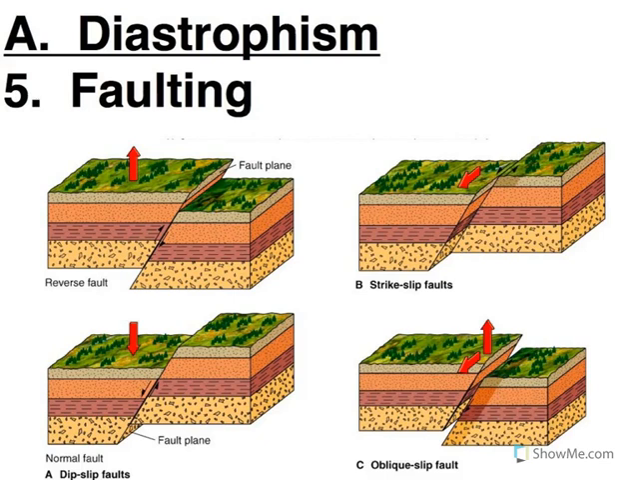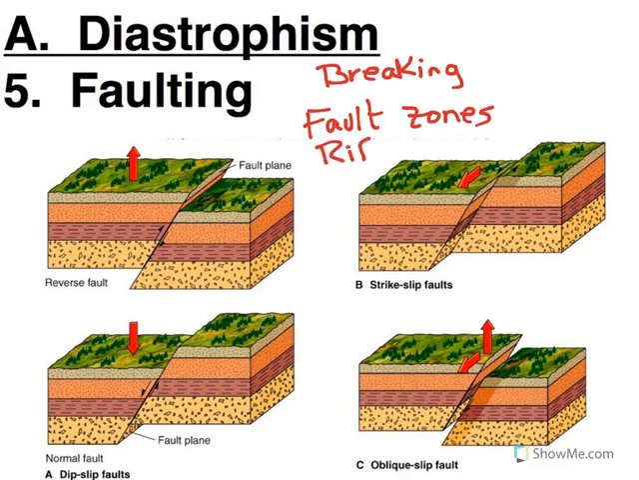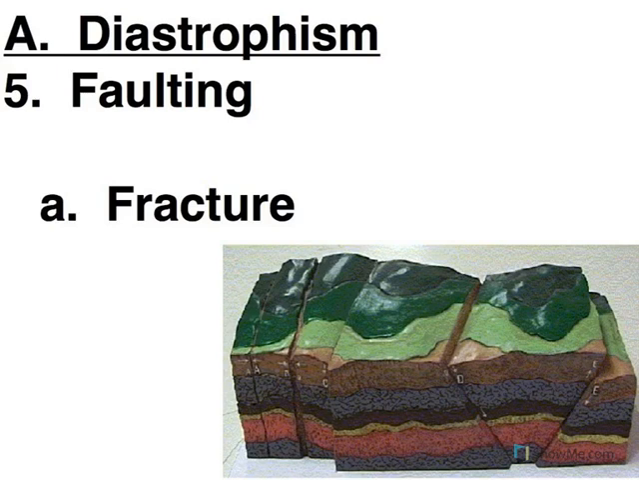Faulting, as the name implies, we're looking at something that's going to be associated with breaking. And not too surprising, this is associated with fault zones. It can also occur at rift zones. So both of these are places where faulting can occur. So that breaking that we mentioned, that is fracture. So here we're looking at examples of fracture taking place.